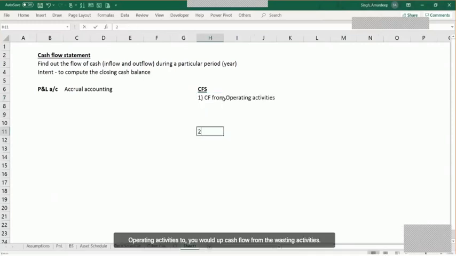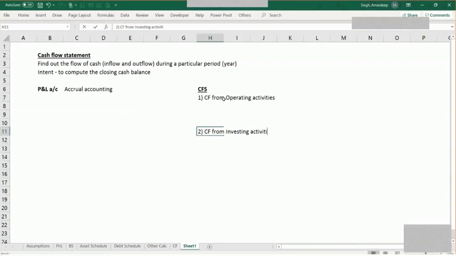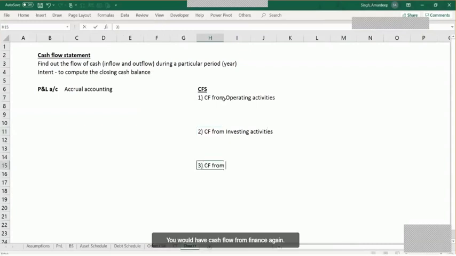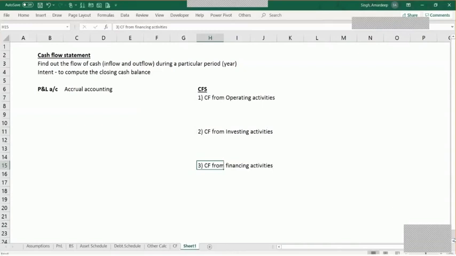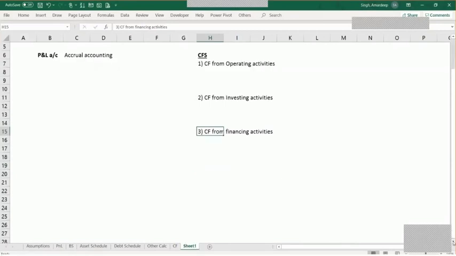Two, you would have cash flow from investing activities. And three, you would have cash flow from financing activities. So what's the difference between these three, and how do we basically categorize the transactions under each one of these heads?